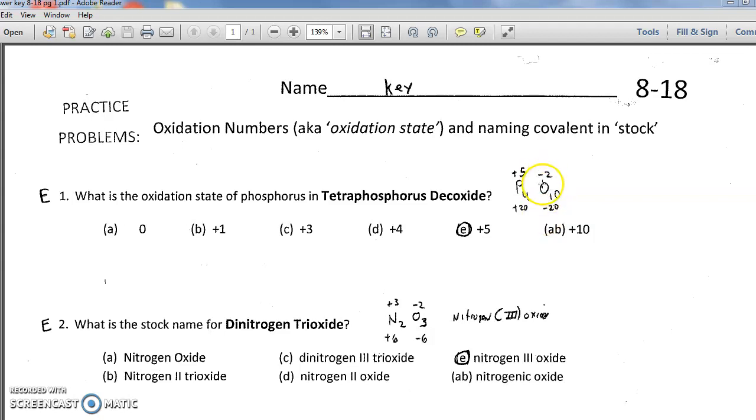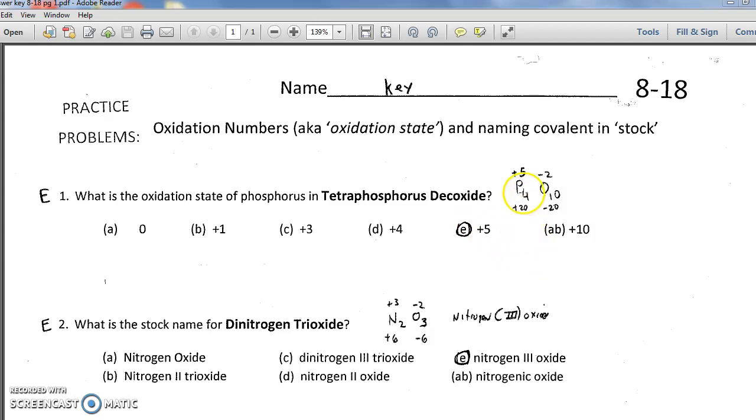So oxygen gets its -2. We have 10 oxygens, so the total negative oxidation state is -20. It's written down here on the bottom, -20. Most often I write it here at the top, -20. Which means the total positive must be +20. The total positive oxidation must be +20 because they must equal each other, because tetraphosphorus decoxide is a neutral compound.